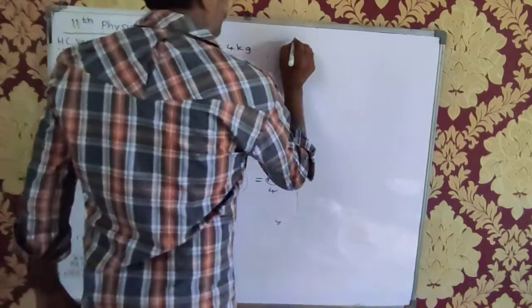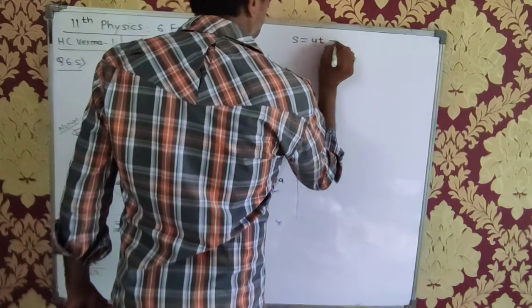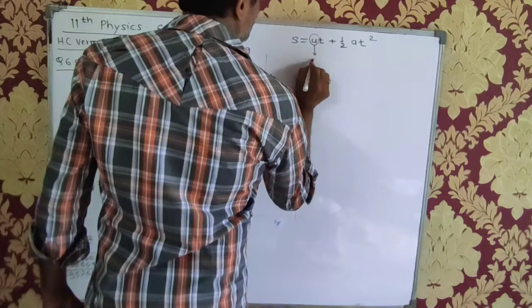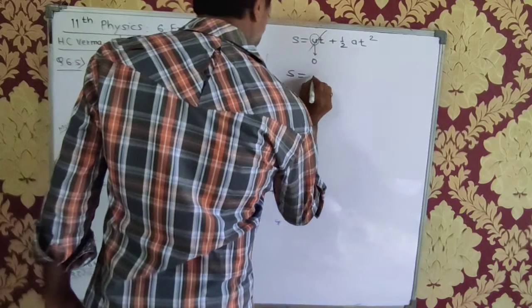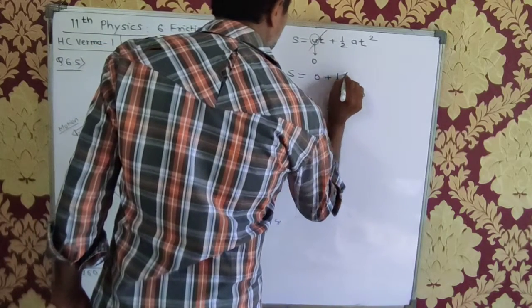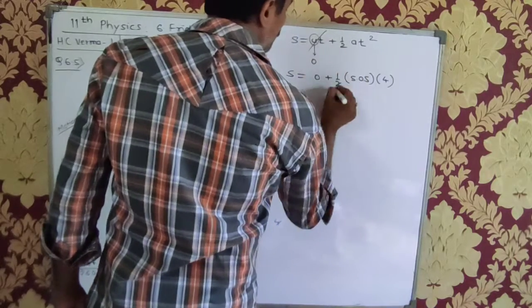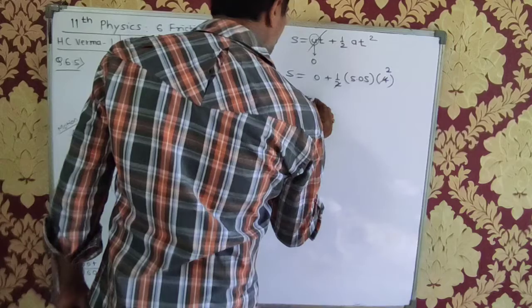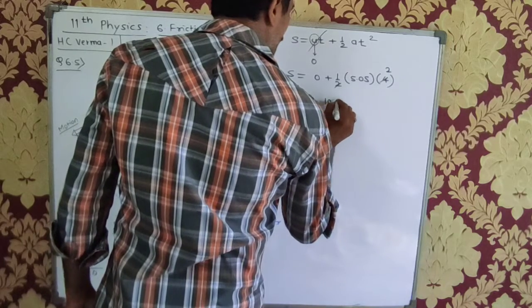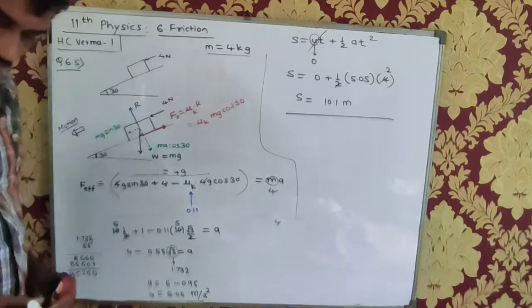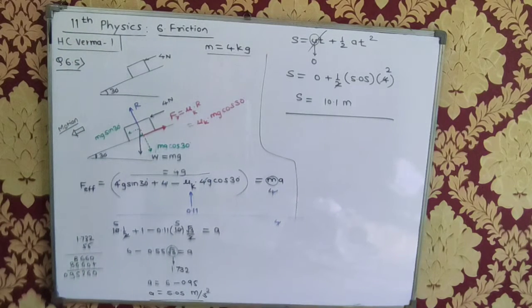So s is equal to ut plus half at square. Initial velocity is 0, so this is gone. So s is equal to 0 plus half, acceleration 5.05 into t square, t is 2, 2 square is 4, and therefore the displacement is 10.1 meter in the first 2 seconds. Check that please. 10 meter.